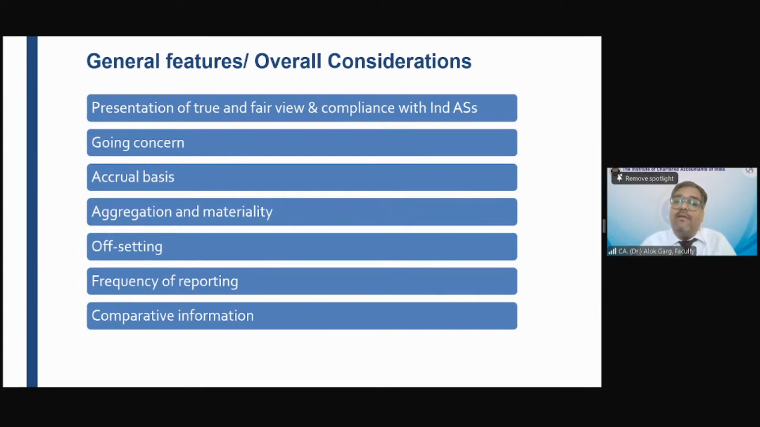Can the company provide an additional comparative also, a third year comparative? In case of correction of error or change in accounting policy, a third balance sheet is required. But a third P&L, third statement of changes in equity, third cash flow statement is not required. So can the company provide additional comparative information? Yes, the company can provide additional comparative information if it is required by Ind AS and in compliance with Ind AS.